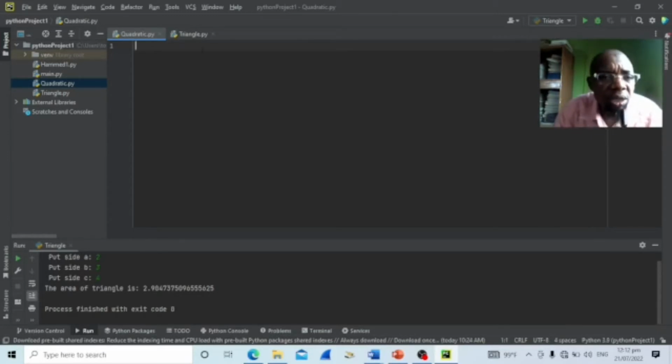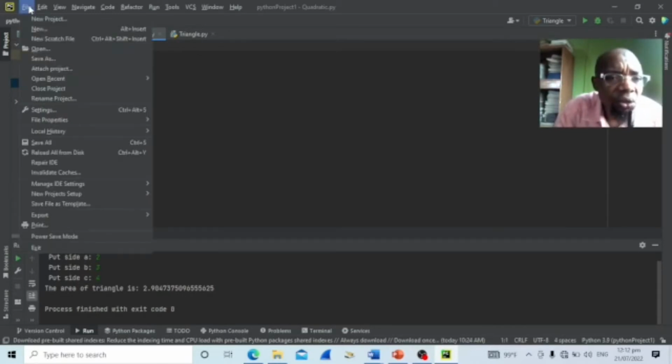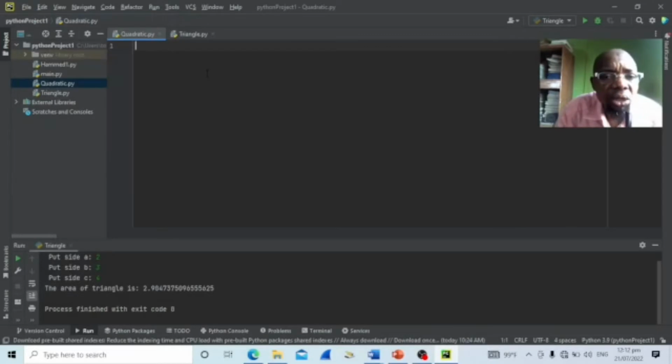If you want to start, you go to File, go to New, then you insert. So this is what I've done to have this quadratic as a file name here. Now let me start coding.